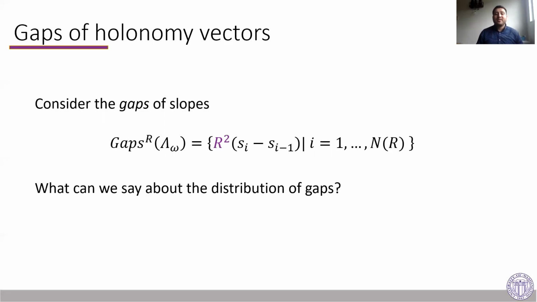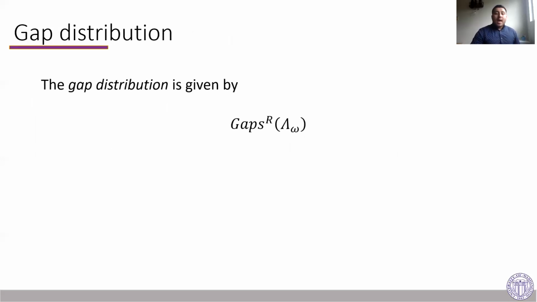And so my focus is, what can we say about the distribution of gaps? The gap distribution is given by: grab the gaps of the holonomy vectors and ask how many of them land inside of our favorite interval I. Let's go ahead and count them.